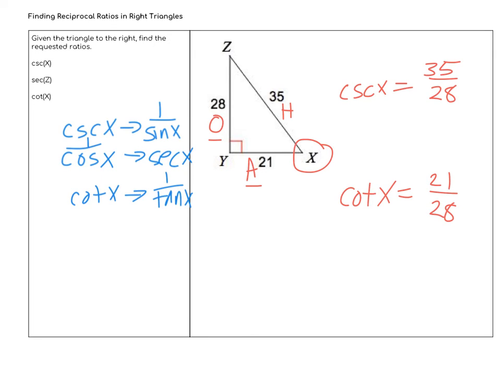And then finally, I'm going to switch colors because we're switching angles. We're looking at secant of z. So I'm going to identify a new angle as z. My hypotenuse stays the same, but now my opposite and my adjacent are going to switch around. And secant would be the reciprocal of cosine. I know cosine is adjacent over hypotenuse, so secant of z is going to be the hypotenuse over the adjacent. And that's going to give us 35 over 28.